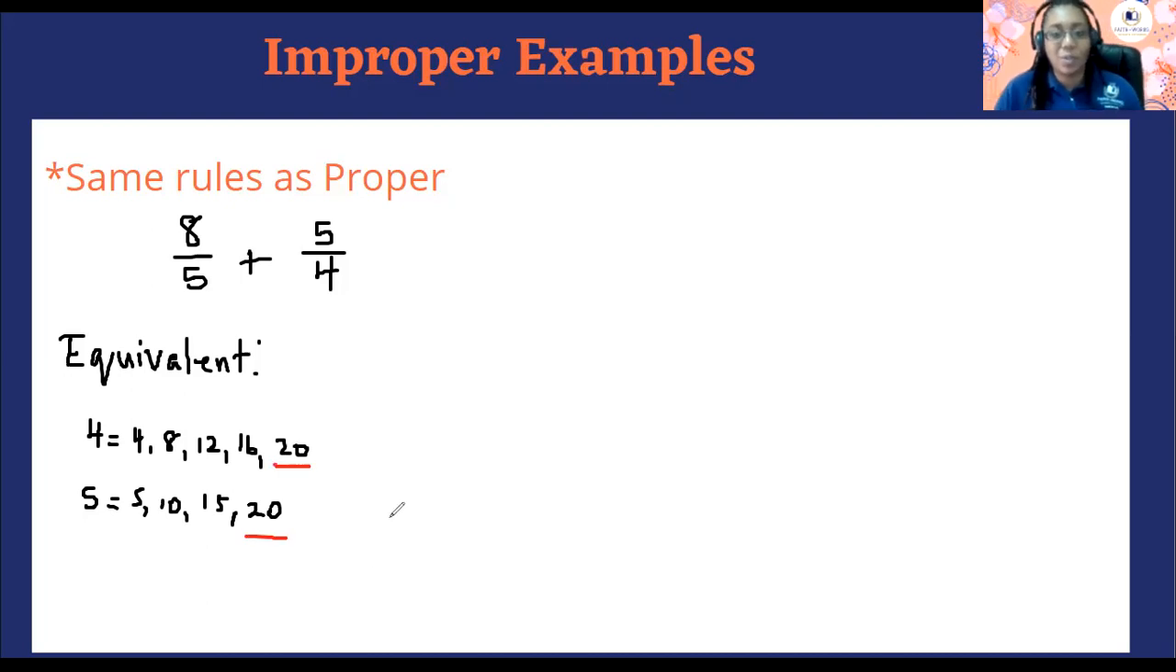So that is what we're going to use as our denominator. This was the first step. So now we have to change 8/5 into an equivalent fraction that has a denominator of 20. And we also have to change 5/4.